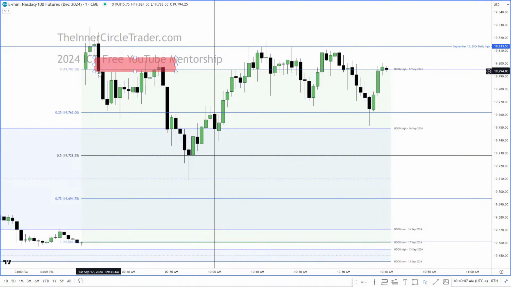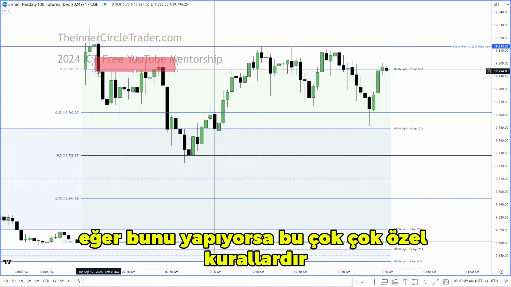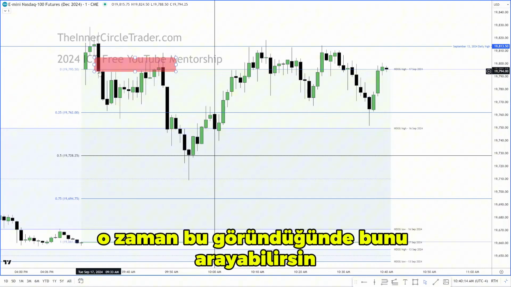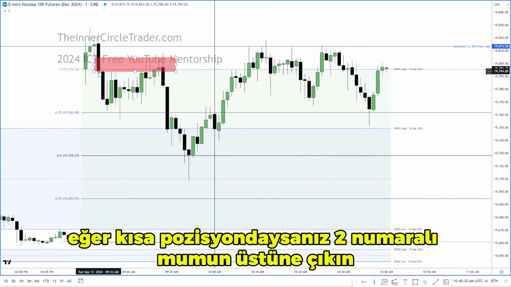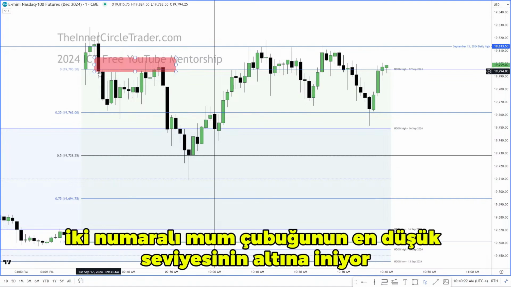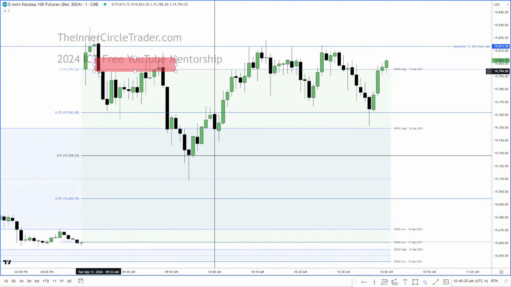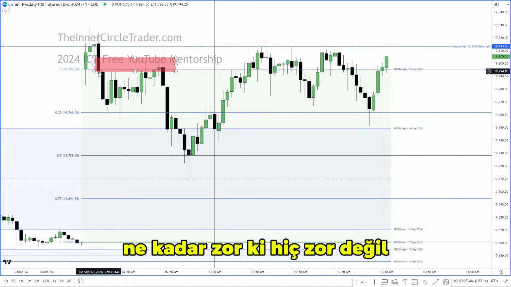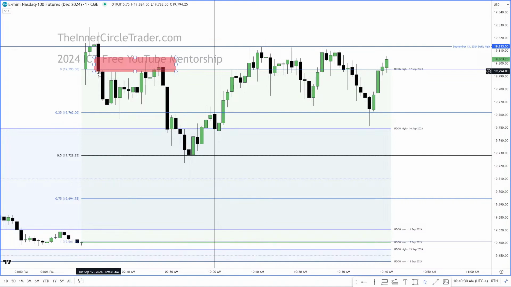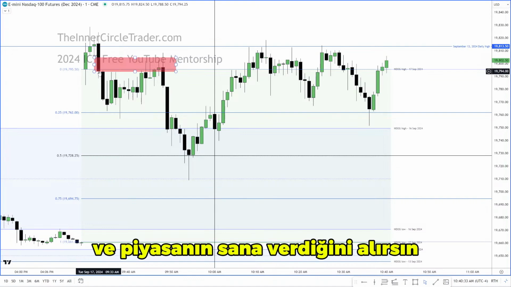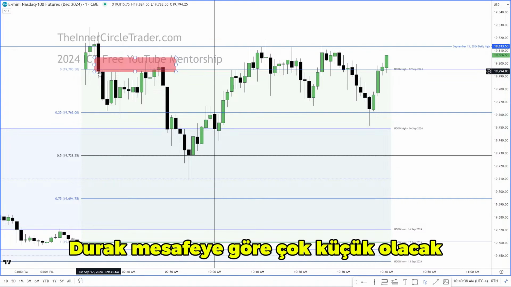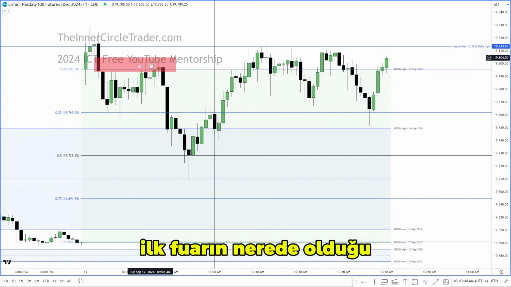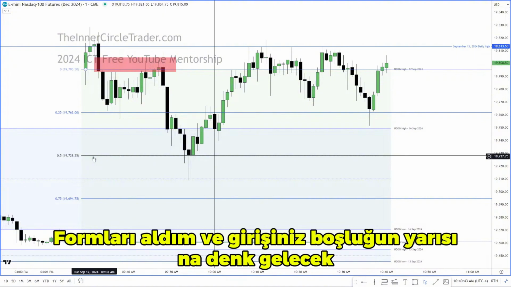This is logic. This is very, very specific rules. If it's doing this, then you can look for this. When this does appear, then you can take action on it. And where's your stop go? Above candlestick number 2 if you're short, and when you're bullish, it goes below candlestick number 2's low. How hard is that? It's not hard at all. And you take what the market gives you. Some days it's going to be amazing. The stop will be very small relative to the distance for where the first fair value gap forms and your entry would be at to half the gap.